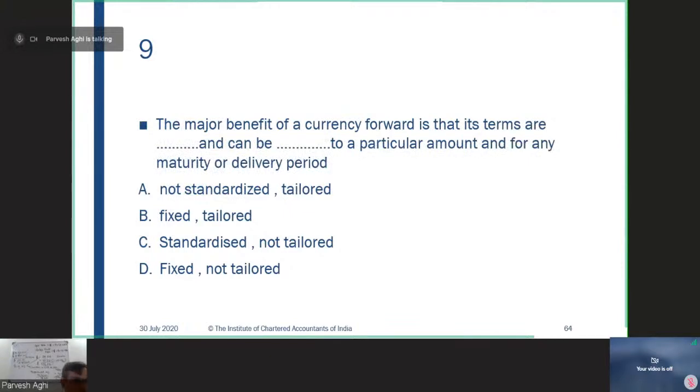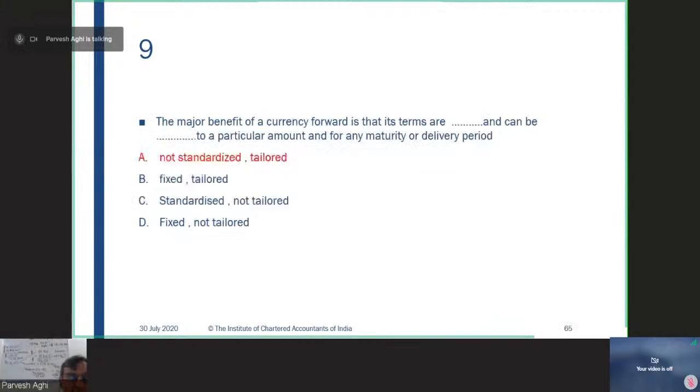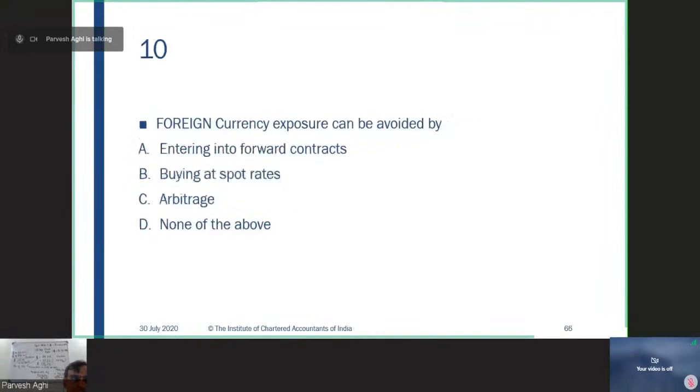Question number 9 is A. So A is the right answer. The answer is there on the screen. I hope you understand what tailored means. Question 10: foreign currency exposure can be avoided by entering into forward contracts, buying at spot rates, arbitrage, or none of the above. Please answer. After this, we'll try to do one more question in the balance time, so this may be the last MCQ for today. Please reply with your answer for question number 10.